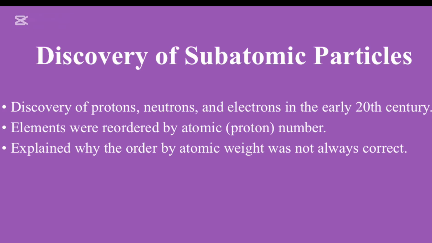Now, let's take our mind back to the discovery of subatomic particles. The discovery of the proton, neutron, and electron, which are subatomic particles, in the early 20th century, explained that elements were recorded by atomic number. During this process of discovery, whereby the elements were being recorded by atomic number, this also explained the reason why the order of atomic weight was not always correct. This also explained it perfectly well.